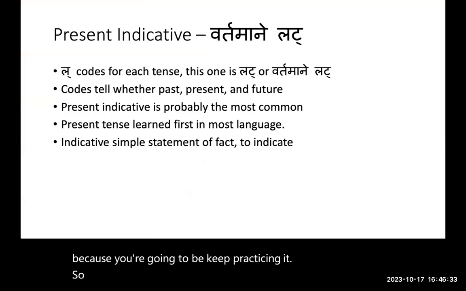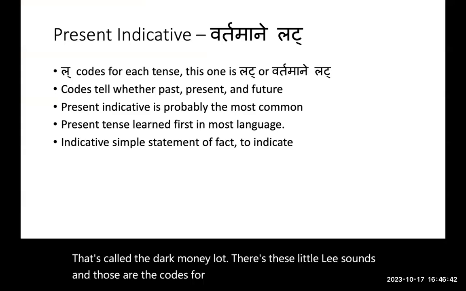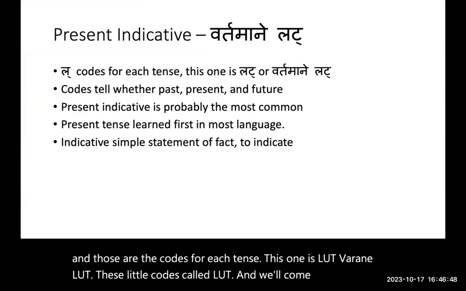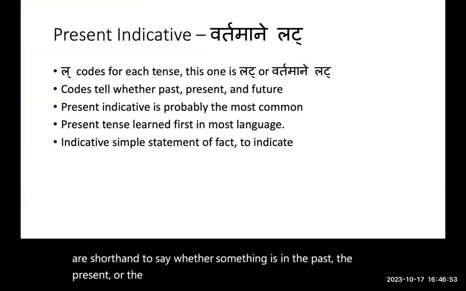So, in the present indicative, that's called the Vartamane Lat. There's these little L sounds, and those are the codes for each tense. This one is lat, Vartamane Lat. These little codes called lat, and we'll come back to this a bunch, are shorthand to say whether something is in the past, the present, or the future, and the nuance.